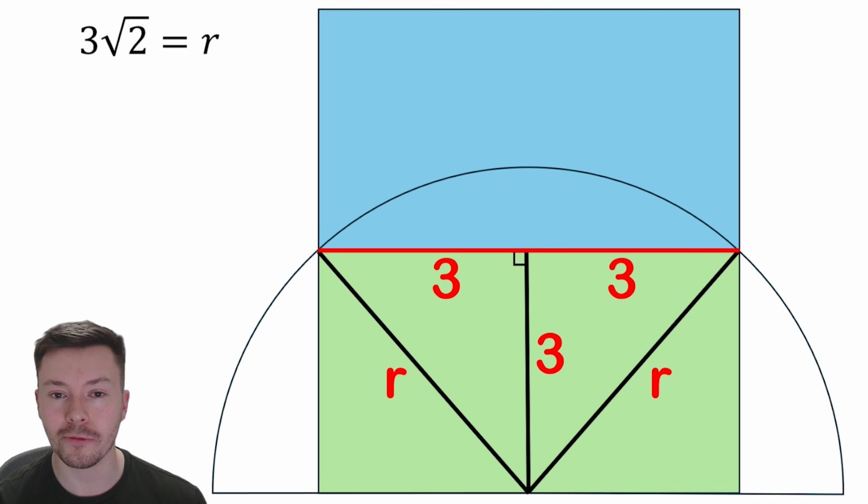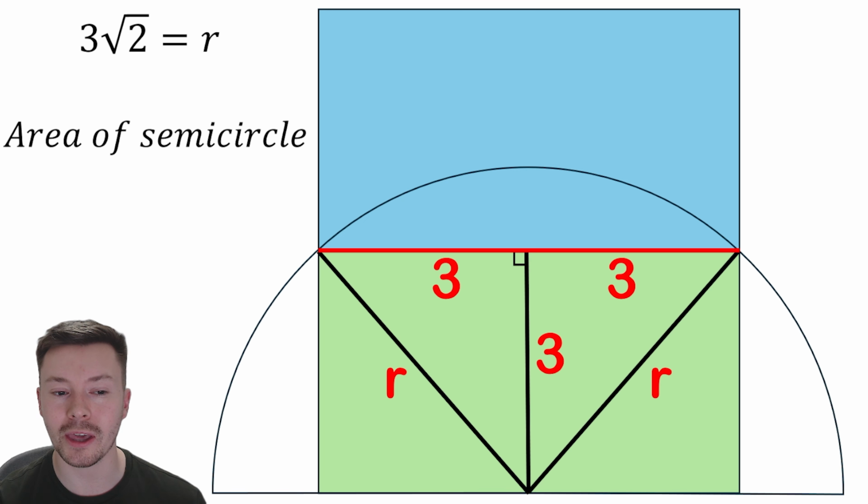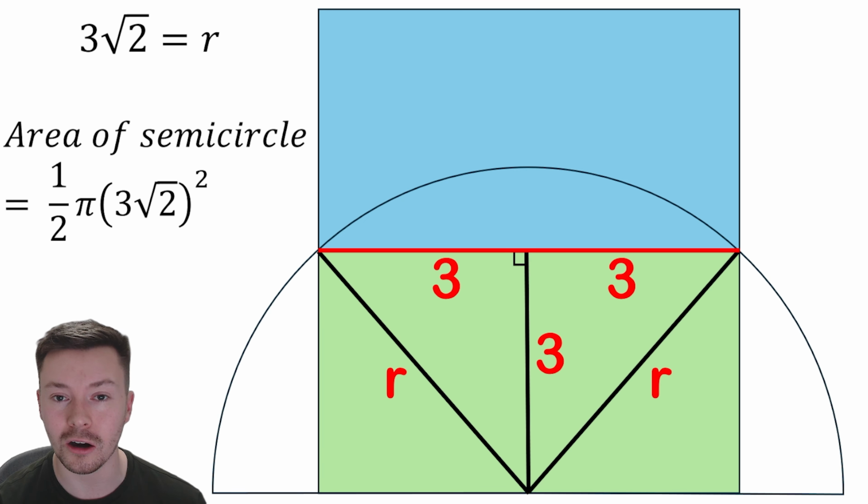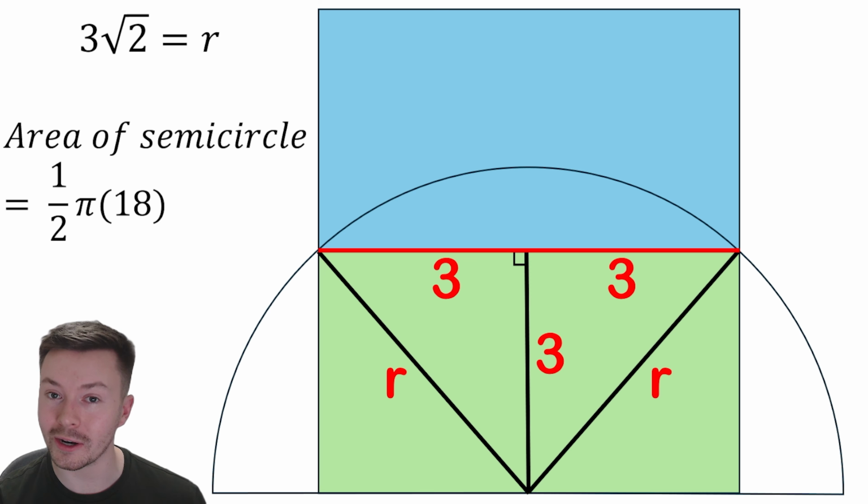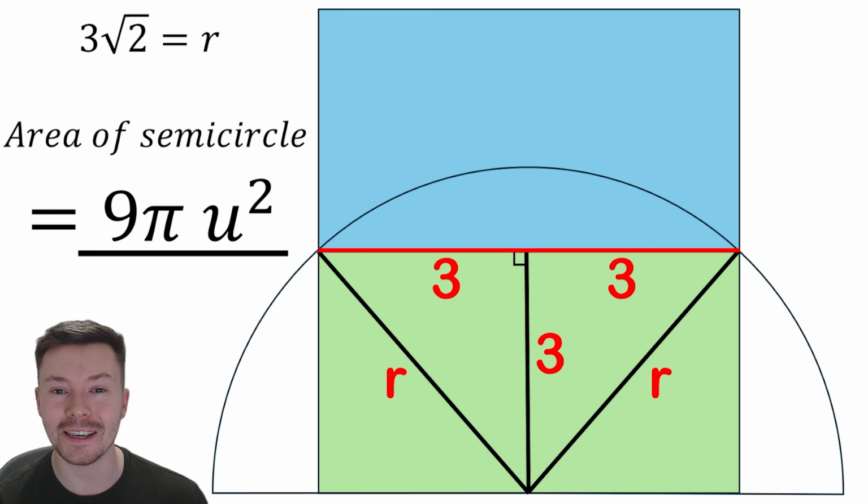Okay, now from there, we've got the radius, we need to work out the area of the semicircle, and that's a half pi r squared, with our radius being 3 root 2. Next thing, simplify it. 3 root 2 squared is 18. We know that because we had r squared earlier. Half of 18 is 9, so we get 9 pi units squared as the area of the semicircle.